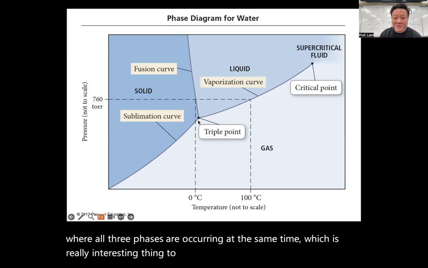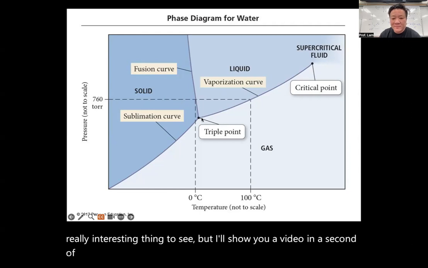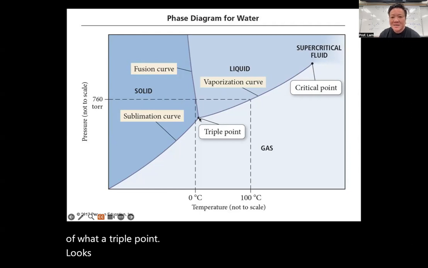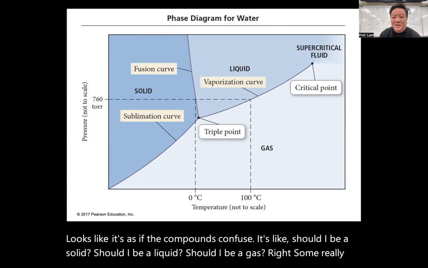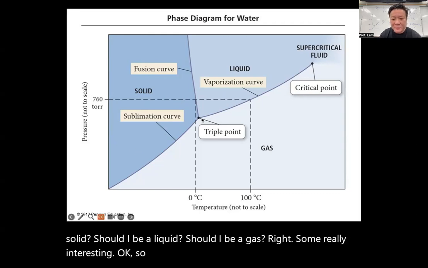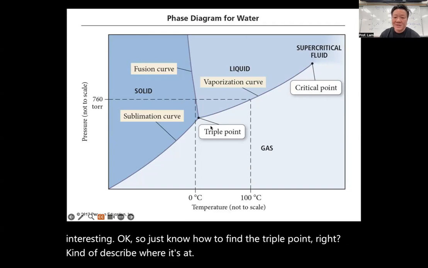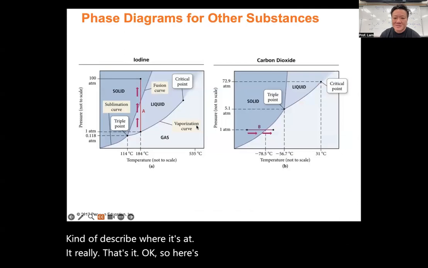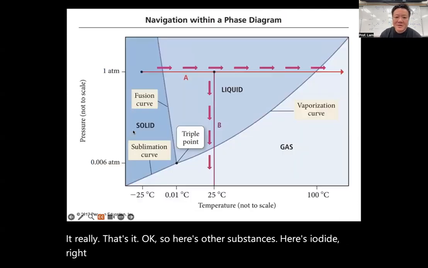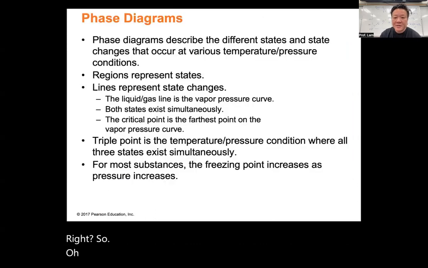And I'll show you a video in a second of what a triple point looks like. It's as if the compound's confused. It's like, should I be a solid? Should I be a liquid? Should I be a gas? Right? It's really interesting. Okay, so just know how to find the triple point, right? Kind of describe where it's at. And really that's it. Okay. So here are other substances. Here's iodine, right?